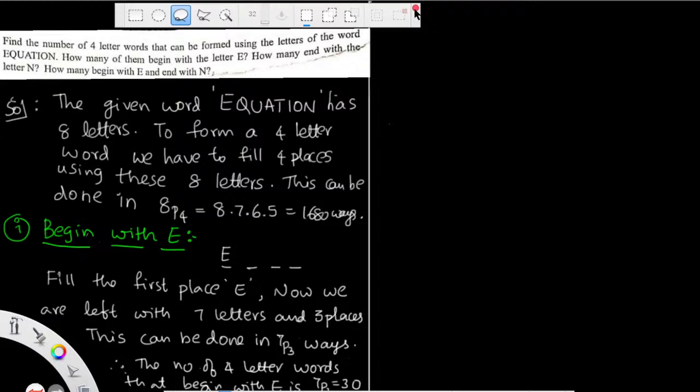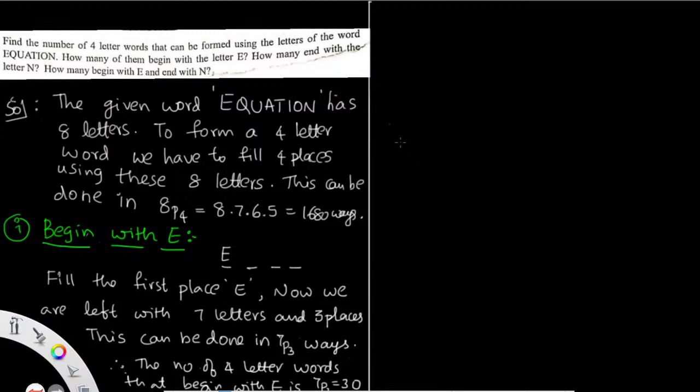So the first question is, how many ways are there of using the letters of the word EQUATION to form a 4-letter word? First count the letters. EQUATION has 8 letters. To form a 4-letter word, we have to fill 4 places using these 8 letters. So this can be done in 8P4 ways.